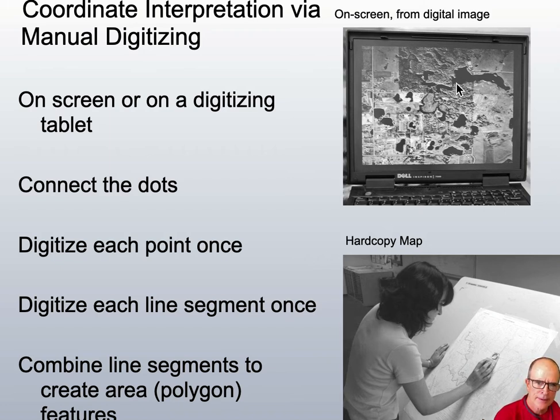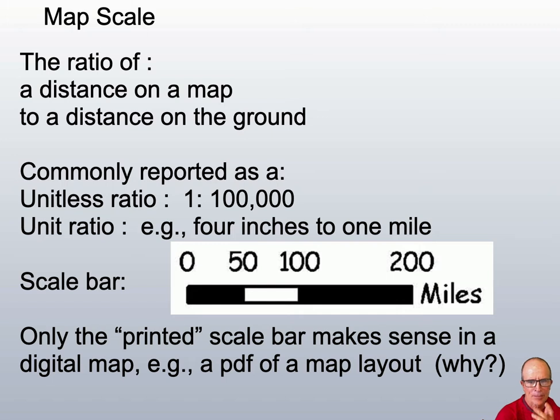So we digitize boundaries, connecting the dots one after another. So point after point to make line segment after line segment to make polygons. Now, as I said earlier, we have to be cognizant of map scale, or really image scale, the ratio of a distance on the image to the distance on the ground. That's commonly reported as a unitless ratio, like 1 to 100,000. 1 inch on the screen equals 100,000 inches on the ground. Or as something like a unit ratio, 4 inches to a mile.